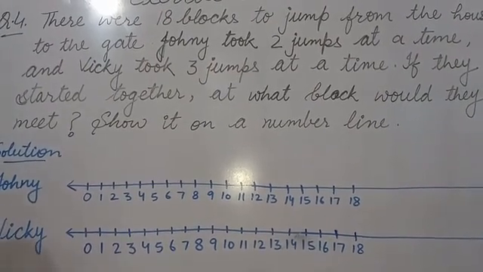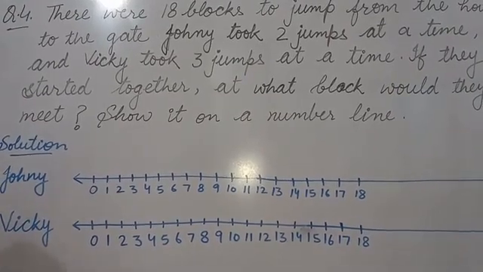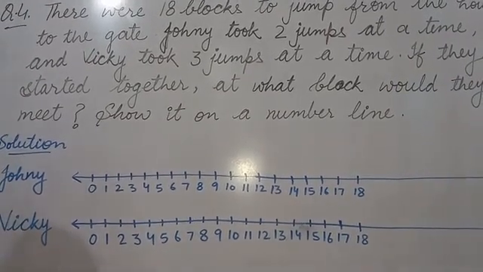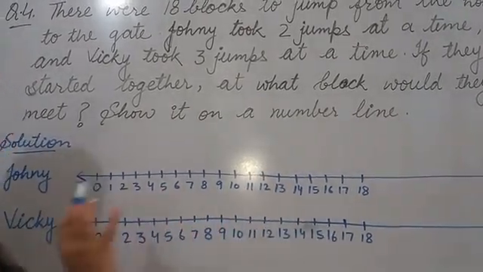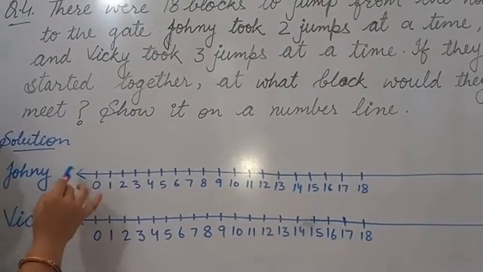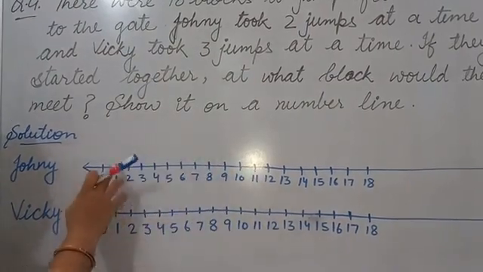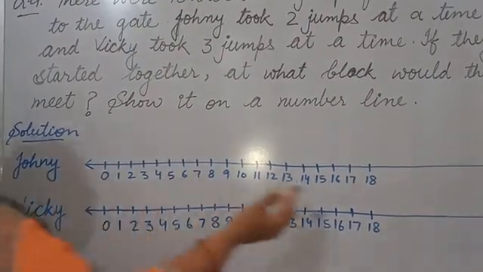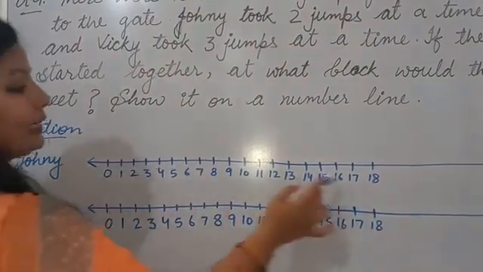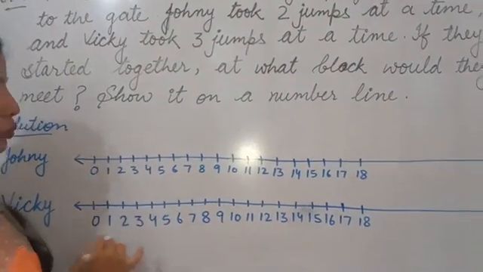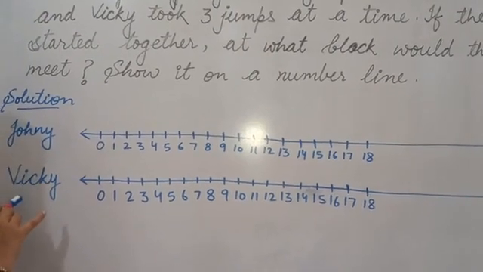You have to show it on a number line and then tell at what block they would match. Okay, so let me start the solution. So like this you have to make the number line, with arrows on both sides and equal gaps, and write the counting. Equal gaps, line end 0 to 18, because there are given 18 blocks. Okay, so we'll take 0 to 18 counting. On the second number line also 0 to 18. And then we write here their names. First is Johnny and second is Vicky.